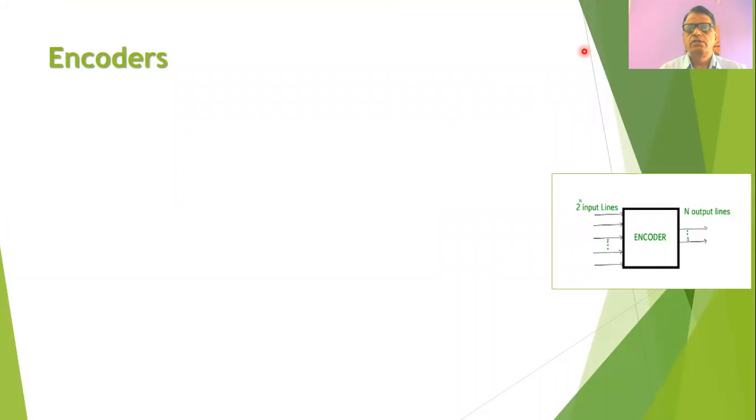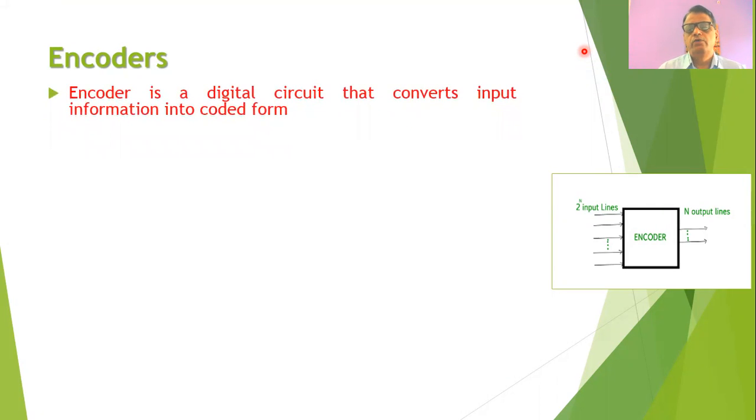So let us start the session with the question: what do we mean by encoders? An encoder is a digital combinational circuit that will convert the input information into coded form. The input information available at the encoder is in understandable form, normally human understandable information, and the output of the encoder is some code of the input information.